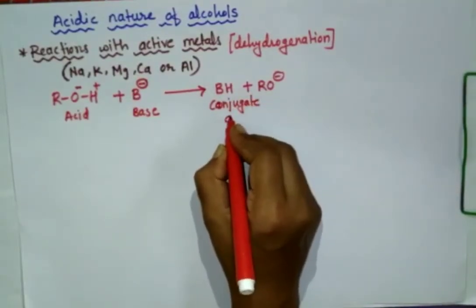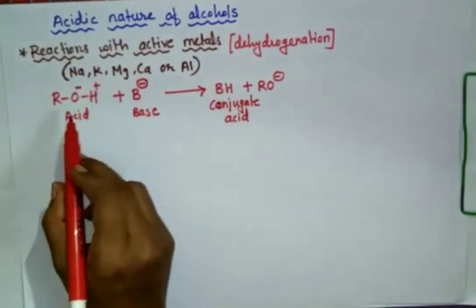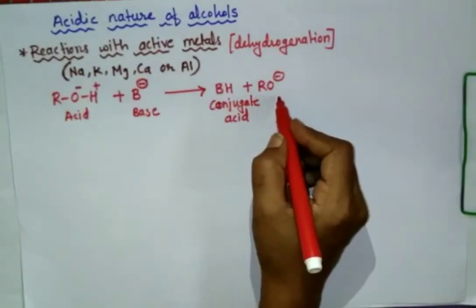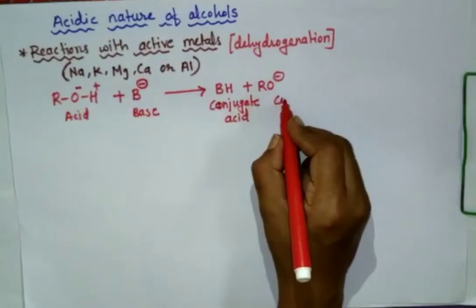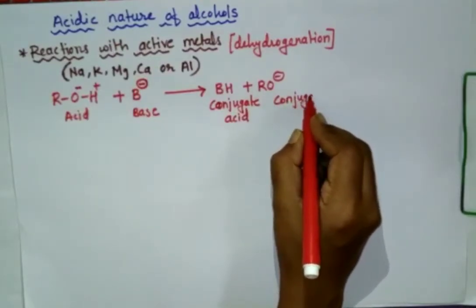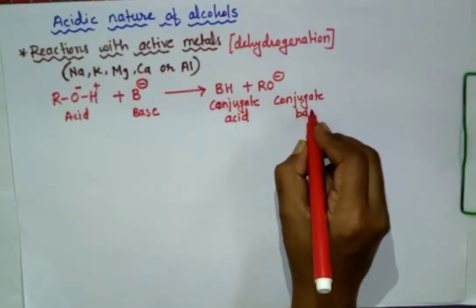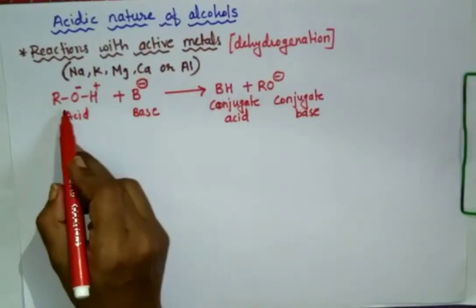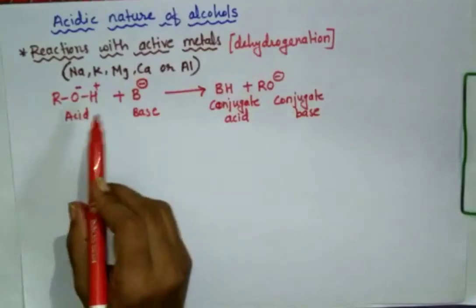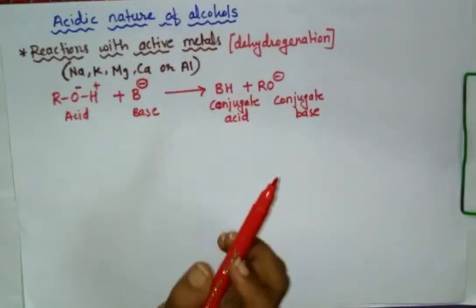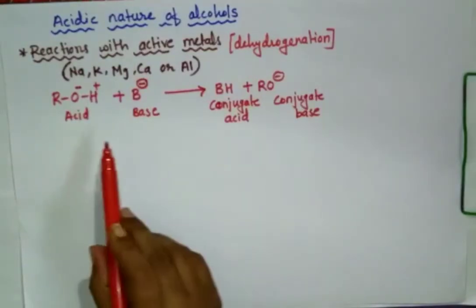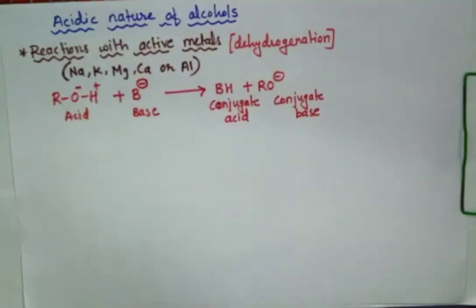This is the conjugate acid of that base. And since this is the acid, this is the conjugate base for this acid. So according to the Bronsted and Lowry concept of acids and bases, this is a conjugate base, and this is a conjugate acid for this conjugate base, and this is the base. So this shows that it has acidic nature. These alcohols have slight acidic nature.